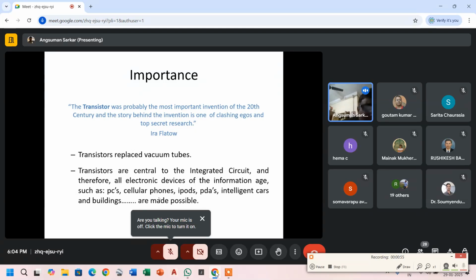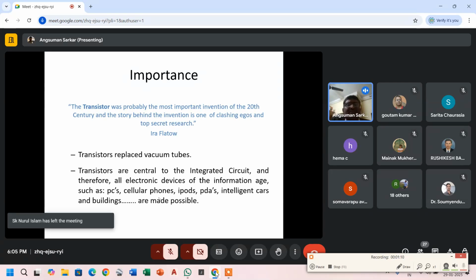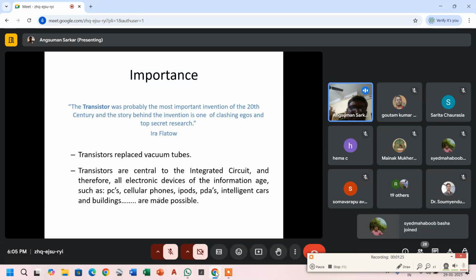So the transistor, you know its importance. It is probably the most important invention of the 20th century, and it has a pervasive role in today's world. Everywhere there are transistors, everywhere you can find the IC or integrated circuit, and the transistor is the basic building block of the IC. We call this the information age. In this information age, in the PC, cellular phone, iPod, PDA, everywhere there are transistors, and the transistor has already replaced vacuum tubes.